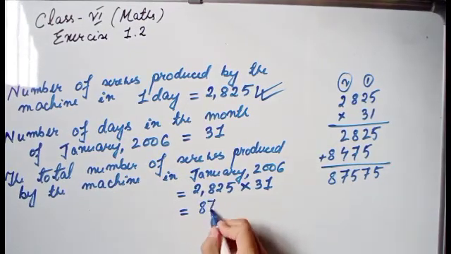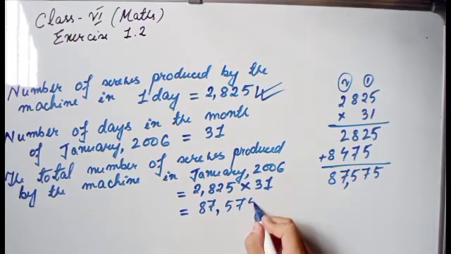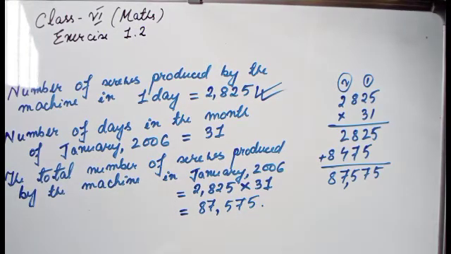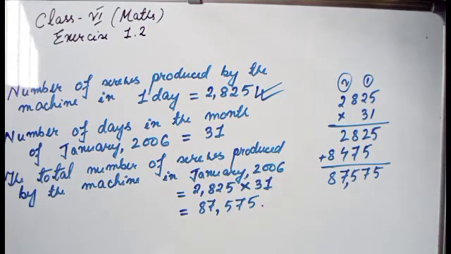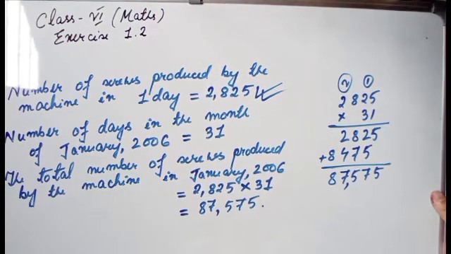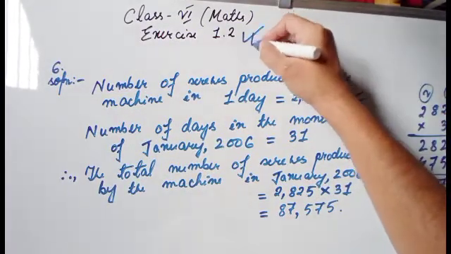So 87,575 is the number of screws produced by this machine in the month of January 2006. Okay, students, so this is how we are going to solve question number 6 of our exercise 1.2.